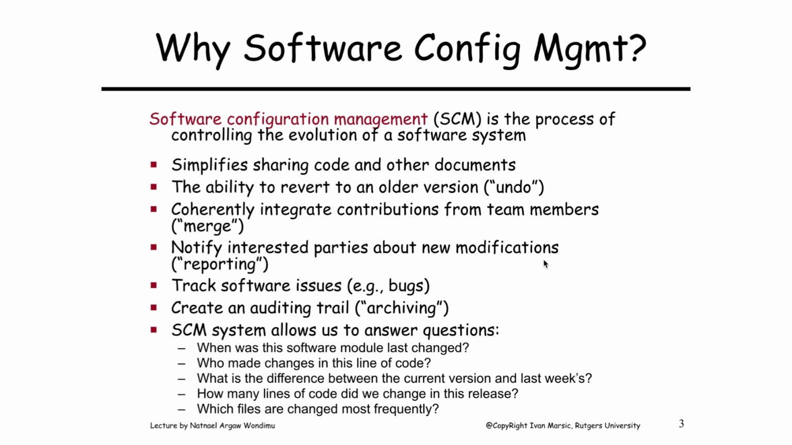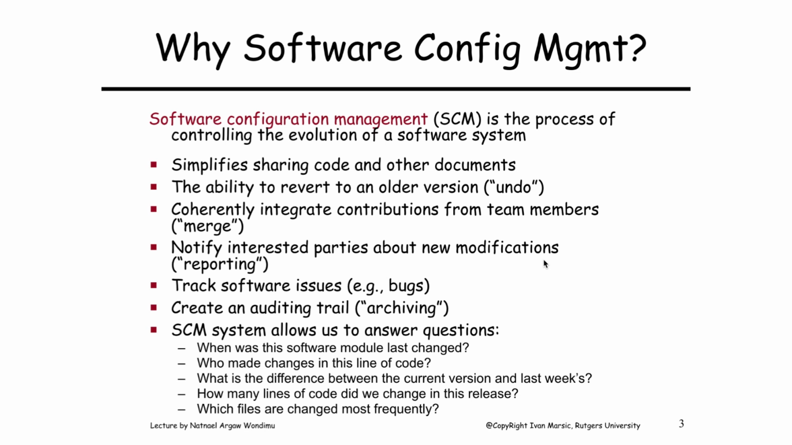So let's start our discussion by raising a question: why do we need software configuration management? Software configuration management in general is a process of controlling the evolution of your software system. It's a set of practices and processes used to systematically manage changes to software products throughout their life cycle. So the main focus of software configuration management is on controlling and tracking software artifacts. When we say software artifacts, it includes source code, documentation, configuration files, and other related components.